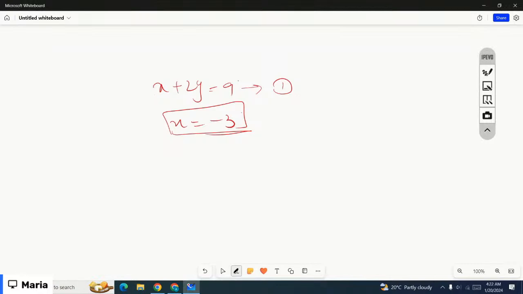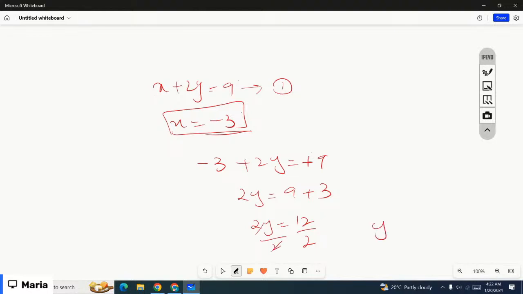So just substitute x equals negative 3 in equation 1 and solve for y. Negative 3 plus 2y equals, I think, negative 9 or 9. 9 it is, I think. Yes, 9, not negative 9. Right? Move negative 3 to the other side. That would be 9 plus 3. 2y equals 12. Divide both sides by 2. That would be y equals 6. The correct option is y equals 6.